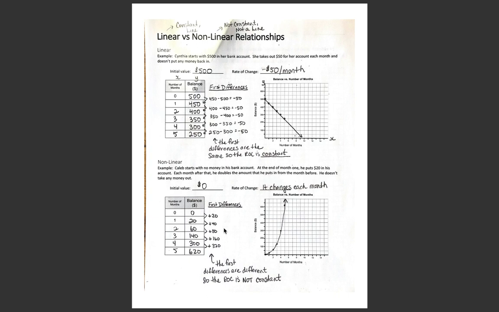From a table of values, we look at the first differences of the dependent variable. If the first differences are constant, then we know that when we graph it, it's going to be a line, so it's going to be linear. And if the first differences are not constant, if they're not the same every time, we know by looking at the graph that it's not going to be linear. So we can tell just by looking at the first differences of a table of values whether or not a relationship is linear or nonlinear.